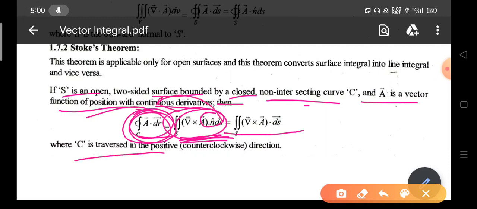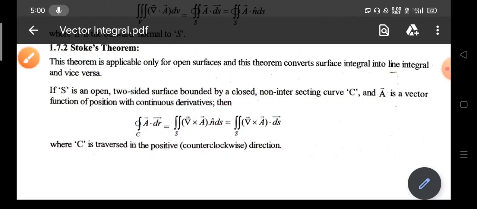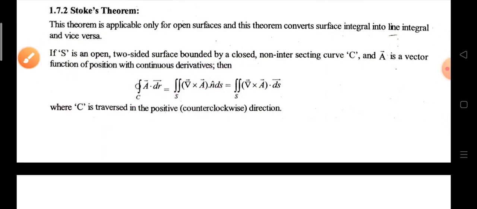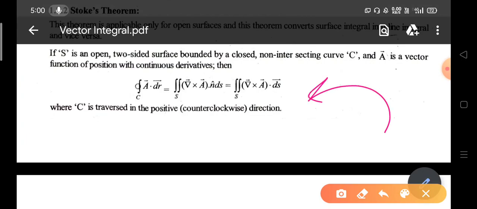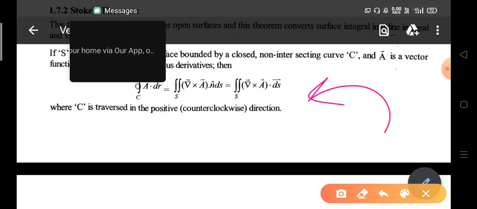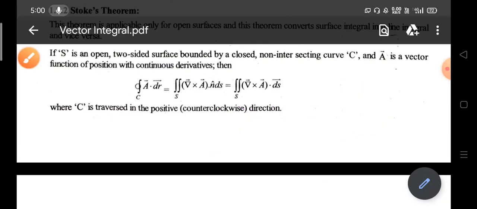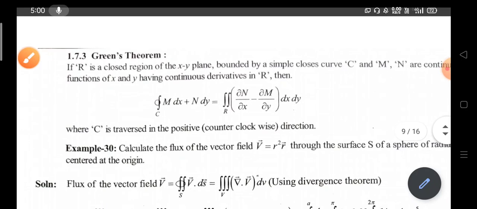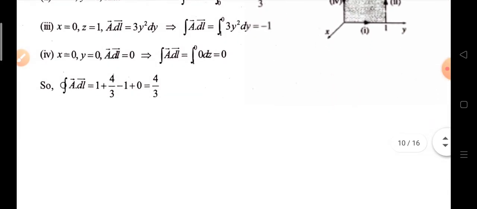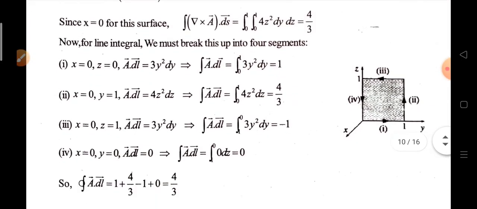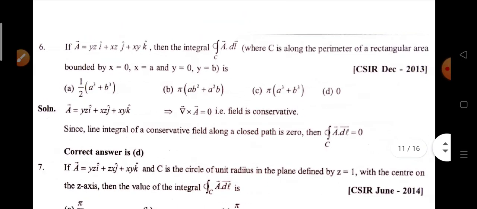So C is traversed in the positive direction. Here, what is the meaning of the positive notation? Positive means the counterclockwise direction. So whenever we take the contour as counterclockwise, we are taking the positive contour. Whenever we take the clockwise direction, we are taking the negative contour or negative direction. Okay, remember, this is important for you. Now we shall discuss some previous year questions that have already come in CSIR NET.